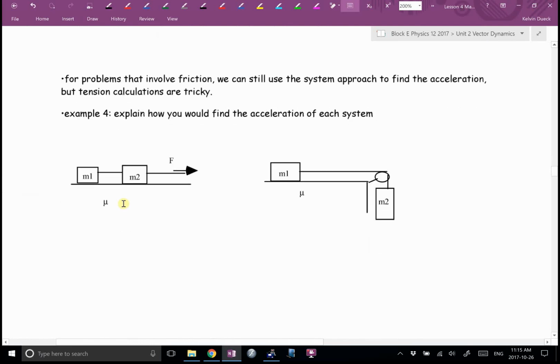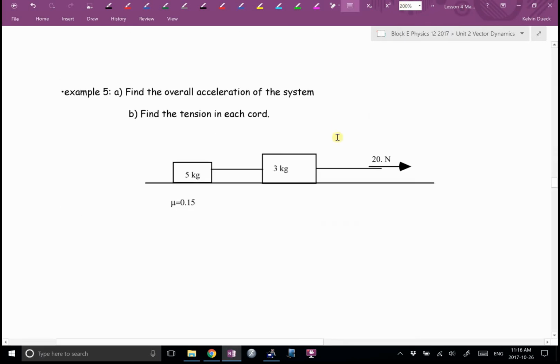It says, for problems that involve friction, we can still use the system approach to find the acceleration, but the tension calculations are tricky. Explain how you would find the acceleration of each system. You know what? Let's just do one. Example 5.